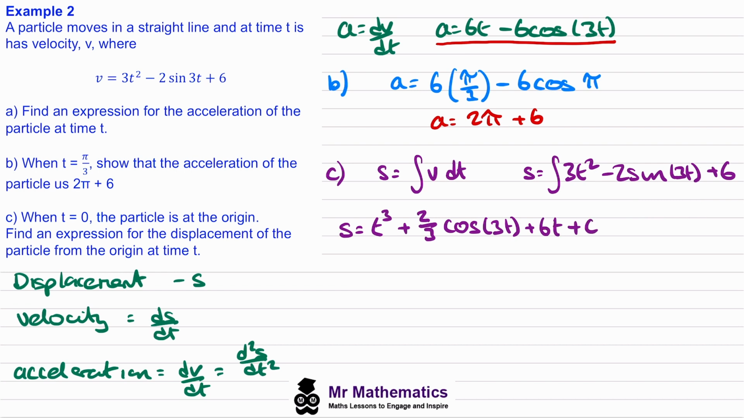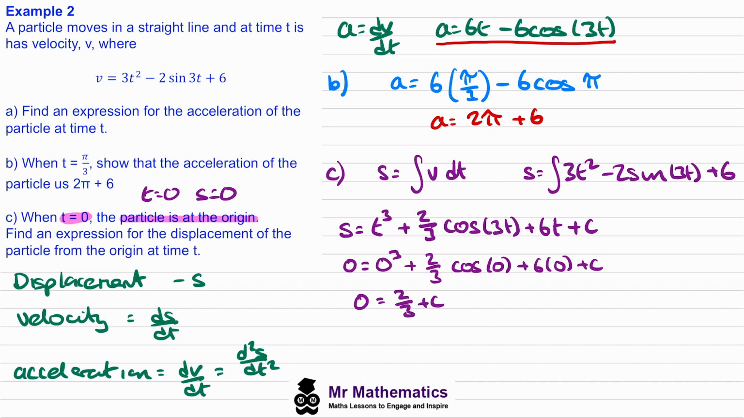And we were told in the question that when t equals 0, the particle is at the origin. So when t equals 0, s equals 0. And these are our boundary conditions to work out c. So 0 will be 0 cubed plus 2/3 of cos of 3t, which is 0, plus 6 lots of 0, plus the constant. And we know that cos of 0 is 1, so 0 will equal 2/3 plus c. So c must equal negative 2/3.